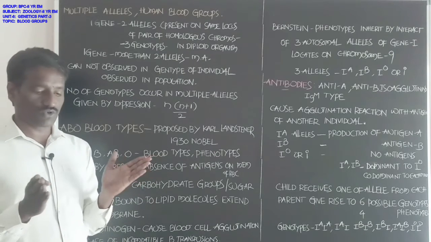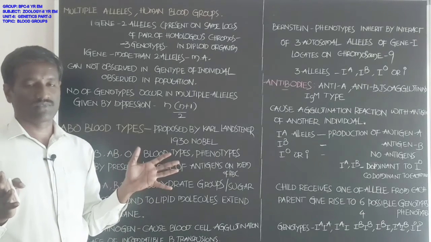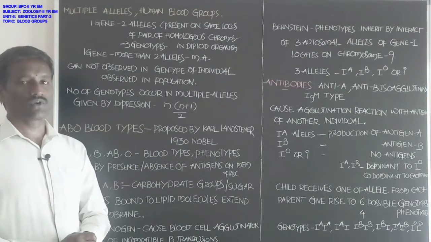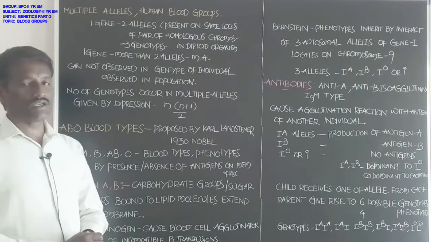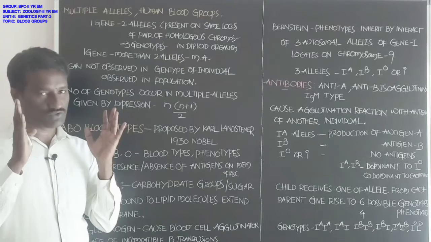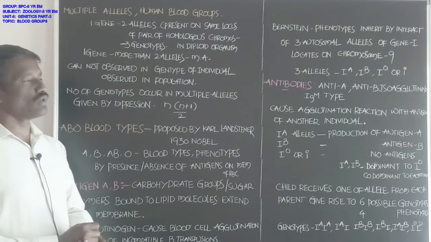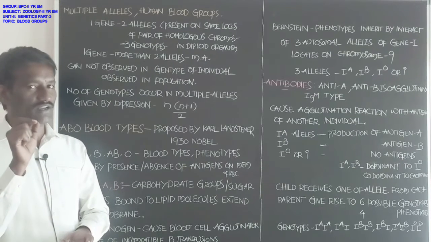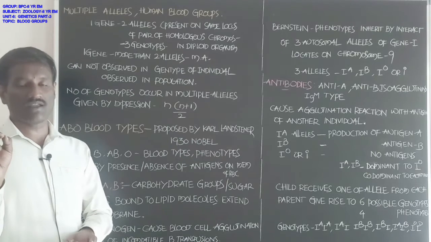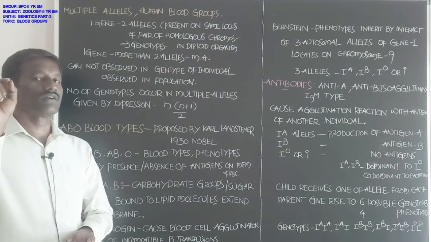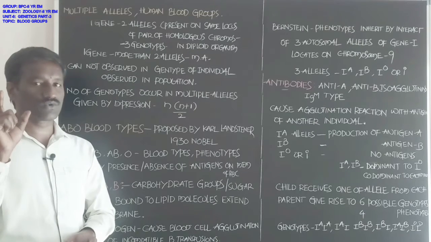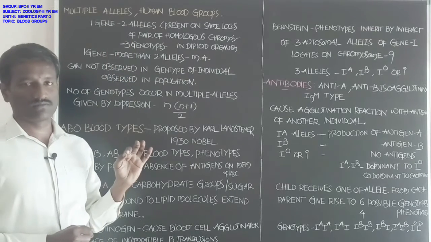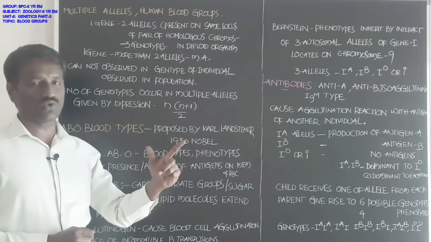Students, homologous chromosomes means these are similar, the same type of chromosomes. On the locus of homologous chromosomes, two alleles are present. One gene is present in the form of two alleles, and these alleles are present on the locus of homologous chromosomes. For example, one gene with two alleles.